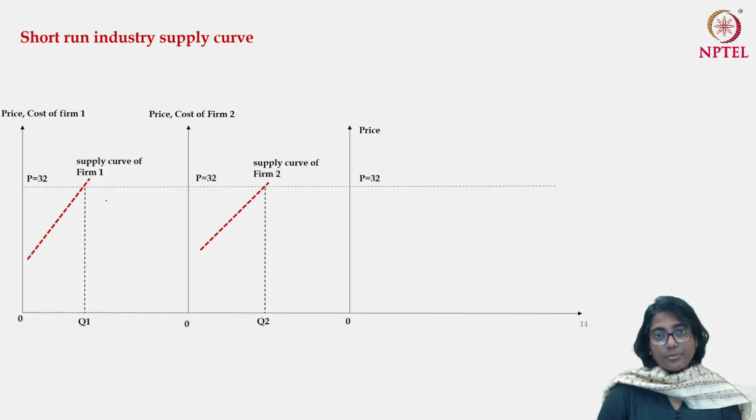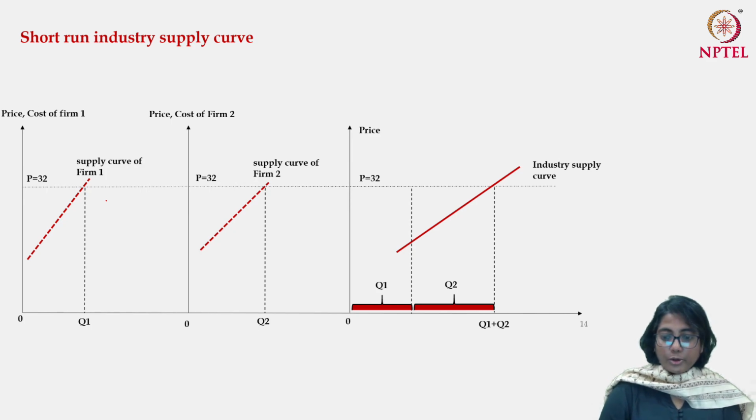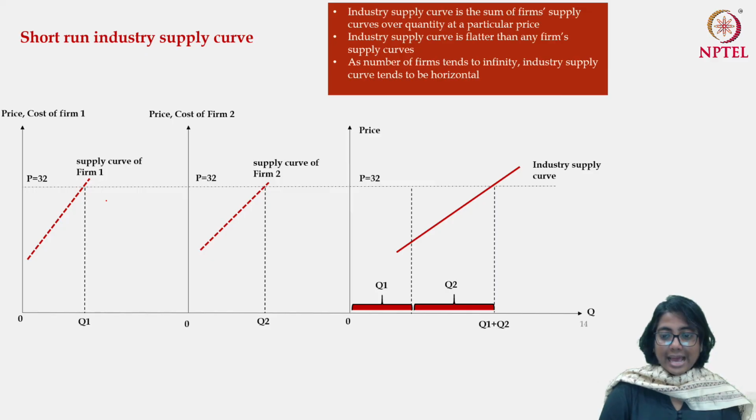Therefore, in the market, the industry, if it comprises only these two farms, is going to supply Q1 plus Q2 amount of output. So this is going to be the industry supply curve. Now, what is important to observe is this: the industry supply curve is actually flatter than the individual farm's supply curve. Why? Because you are adding up the individual farm supply curves horizontally in order to get the market supply curve in the perfectly competitive market.